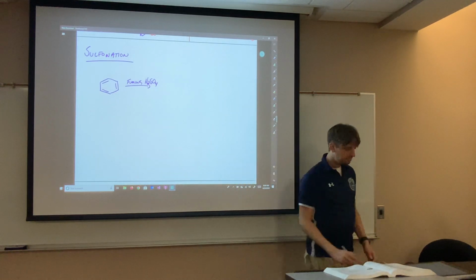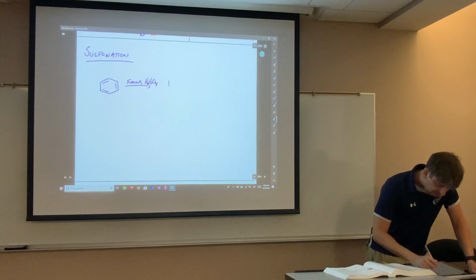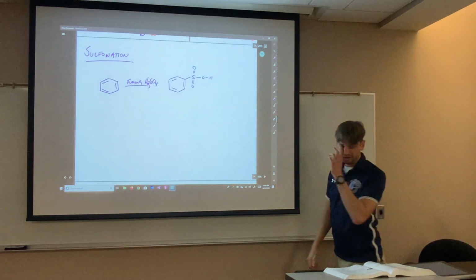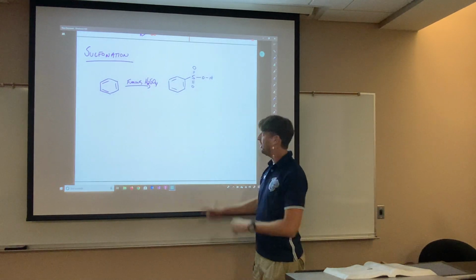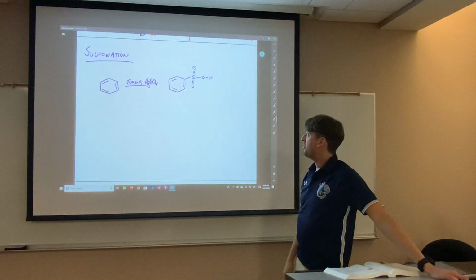But anyway, that aside, if we start out with an aromatic ring and we add in fuming sulfuric acid, at the end of the day, we end up adding this group. So we end up adding an SO3H group onto there. Right, so we end up adding that group.